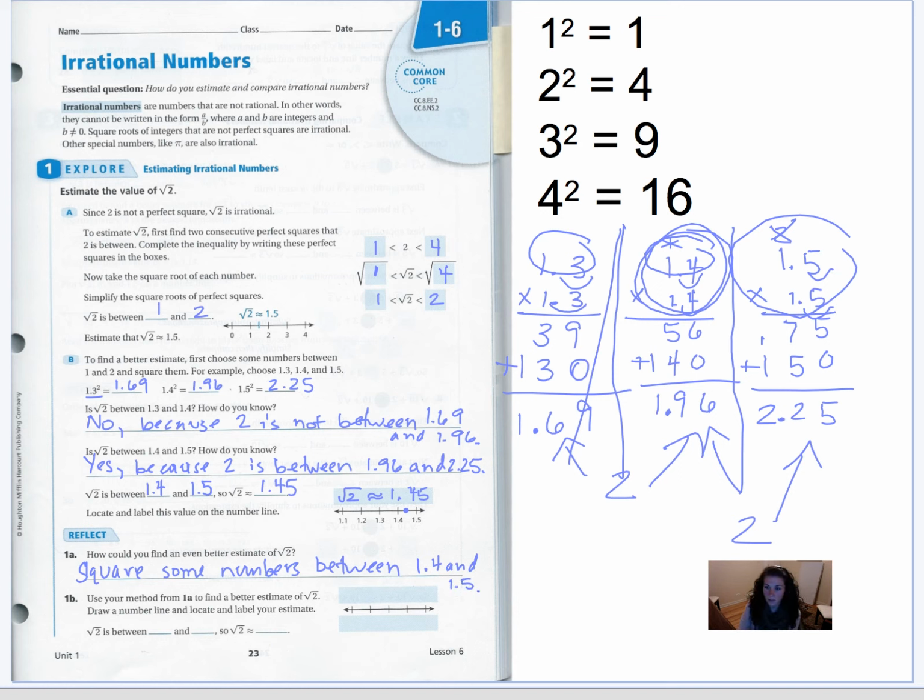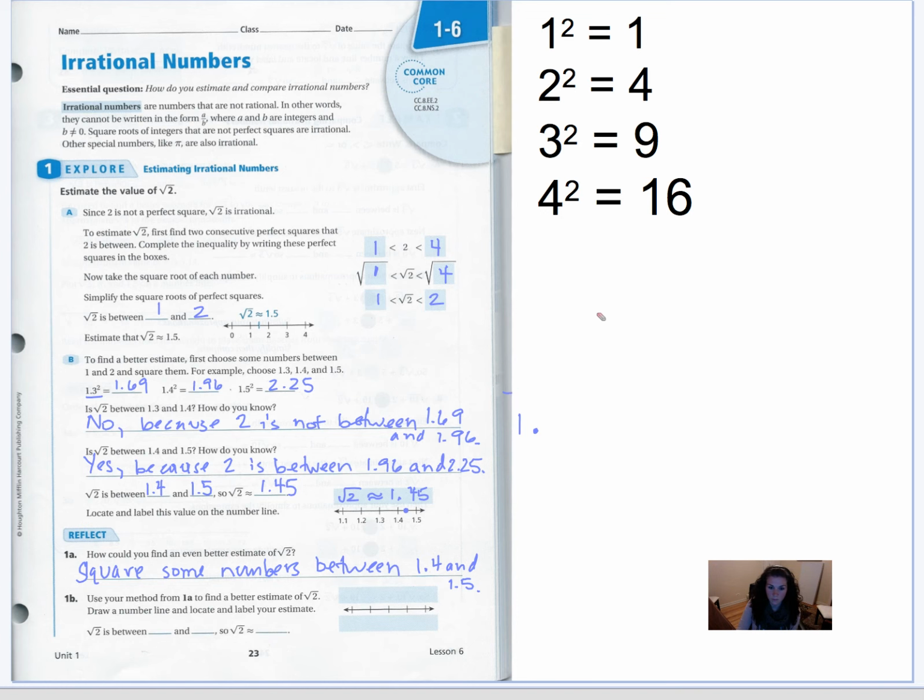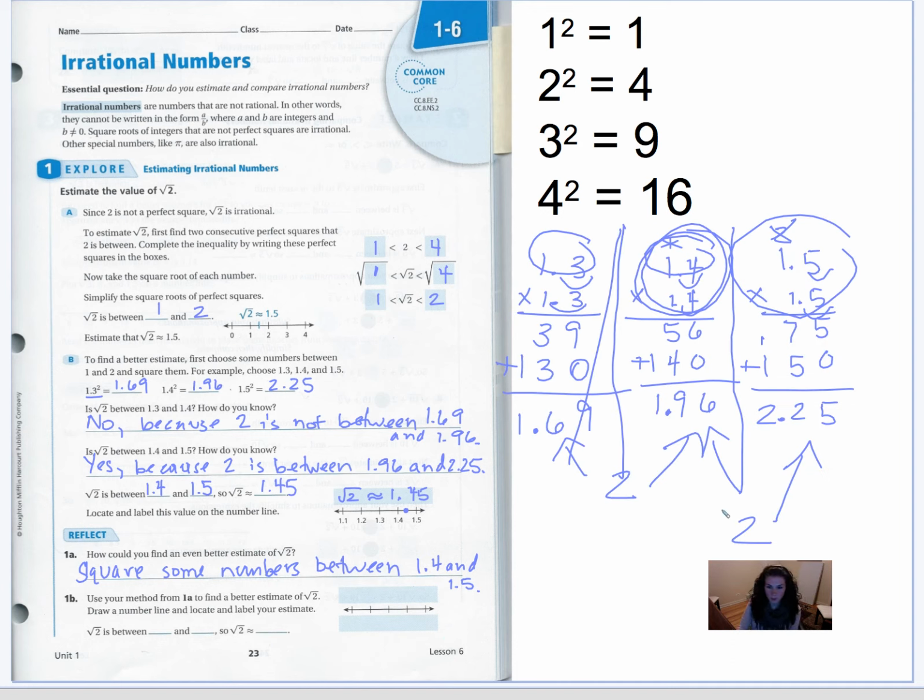Okay, so now let me erase this so we could do some more math here and figure this out. I want to figure out, is it closer to 1.4 or closer to 1.5? So let me put my work back, because that'll help me see, was 2 closer to 1.96 or closer to 2.25? Well, from 1.96 to 2 we have 0.04, and from 2 to 2.25 we have 0.25. So it's closer because this number's smaller, so it's closer to 1.96, which means it's closer to 1.4.